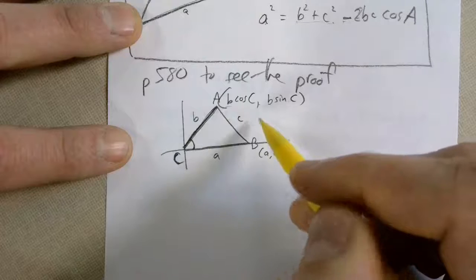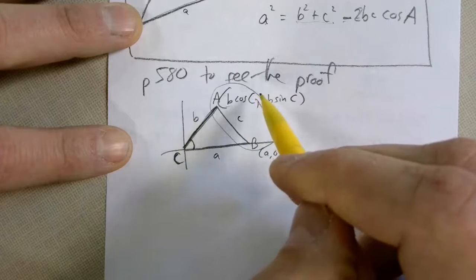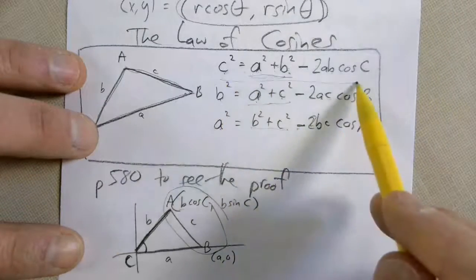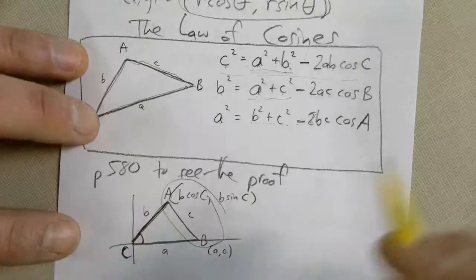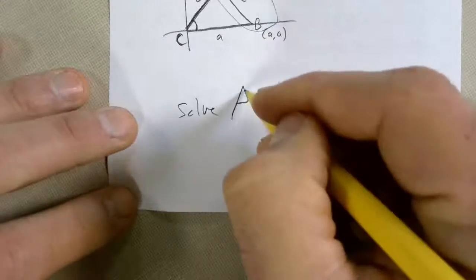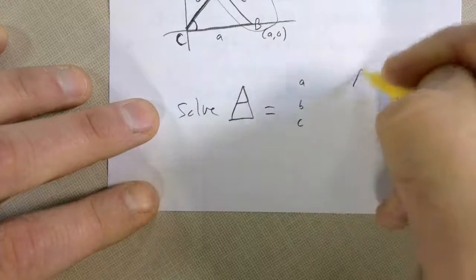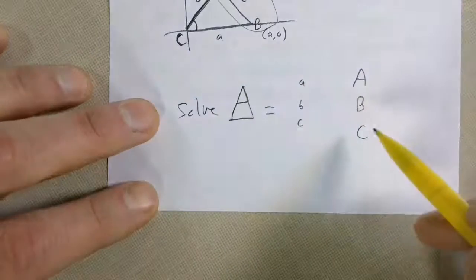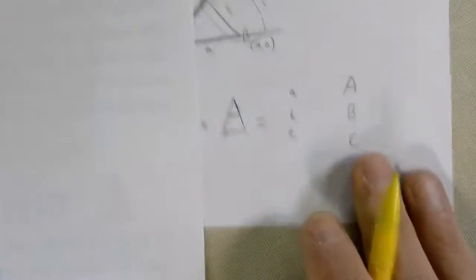And then if we find the distance formula of AB, it actually simplifies into this. And then you can repeat the process for each one of these. So look at page 580, you'll see the proof. What we're going to do with this is solve some problems. We're going to be able to solve the triangle, and remember, to solve a triangle means you know all three sides and all three angles. Now we could do that with a right angle, but now we can do it with any angle, or any triangle, almost, using the law of cosines.